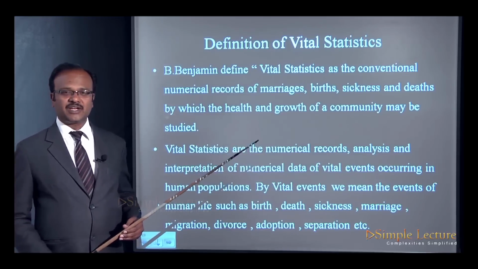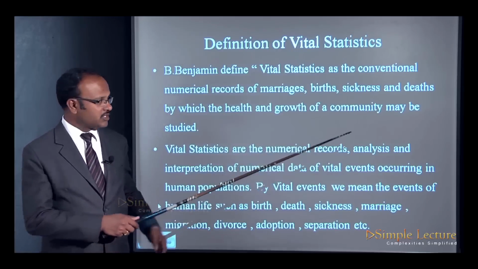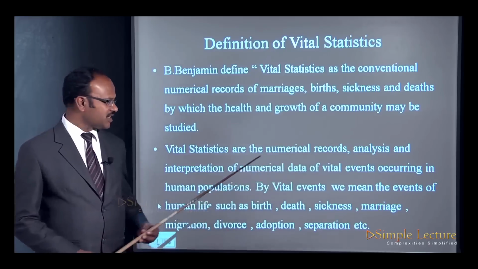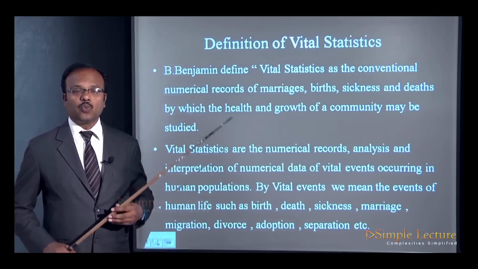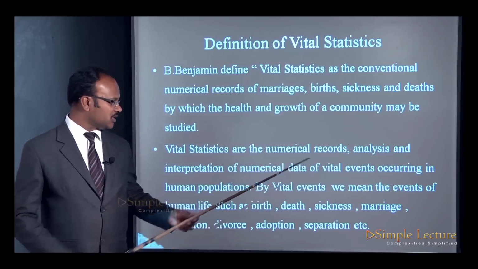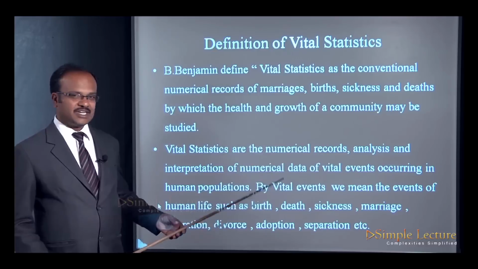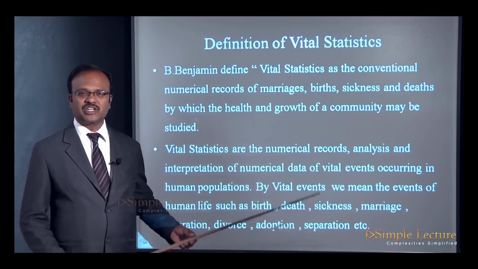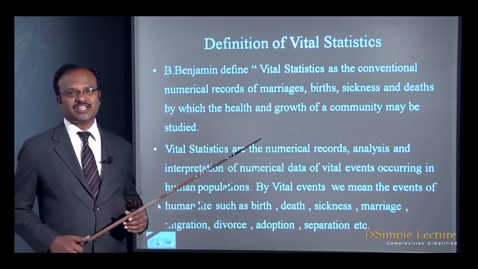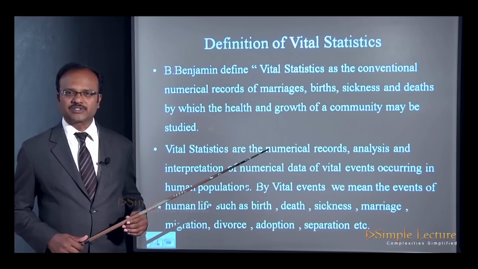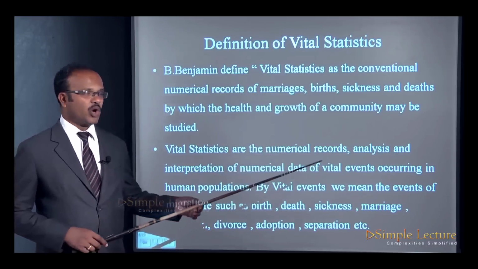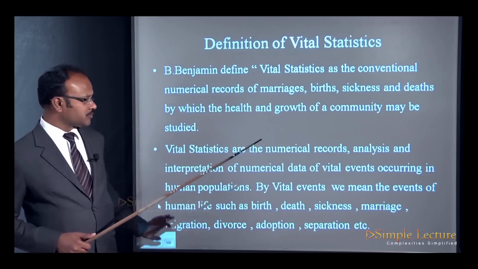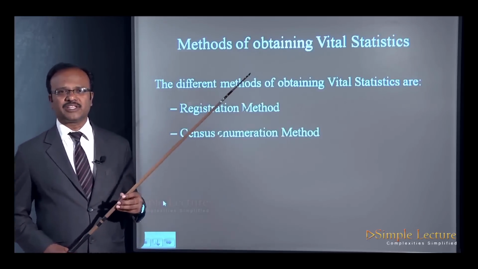One more definition is there. Vital statistics are the numerical records, analysis and interpretation of numerical data of vital events occurring in the human population. So by vital events, what do we mean? We mean the events of human life such as birth, death, sickness, marriage, migration, divorce, adoption, separation, etc. So these are some of the vital events. The numerical facts and figures which we are going to discuss about these vital events will make up the entire vital statistics.